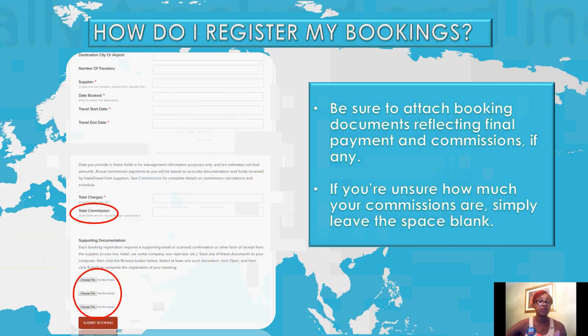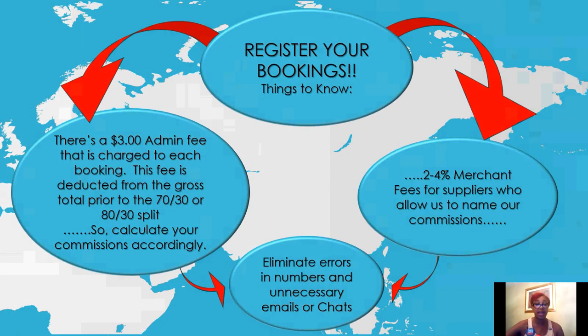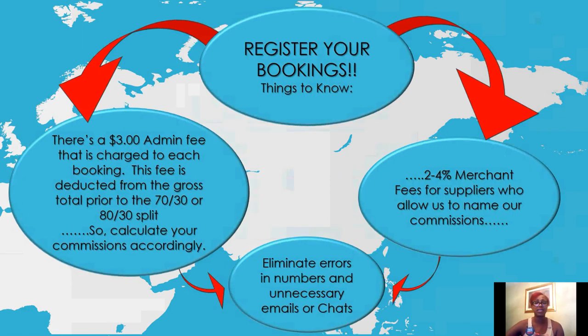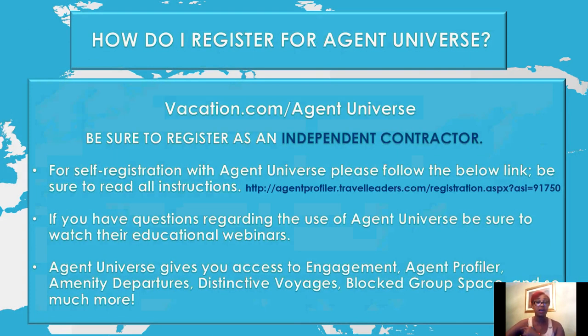You're also, if you don't know your commissions amount, that's fine. You can leave it blank, but you must attach your gross invoice. When I told you, you always get that gross invoice from the suppliers. You will attach it into this document here so that you can submit your bookings to be paid your commissions. Okay, very important that you do that. There's also a $3 admin fee that's charged, and I'm going to talk to you guys more about this. I'm just trying to zoom through this really quick so we can get to the mock bookings.